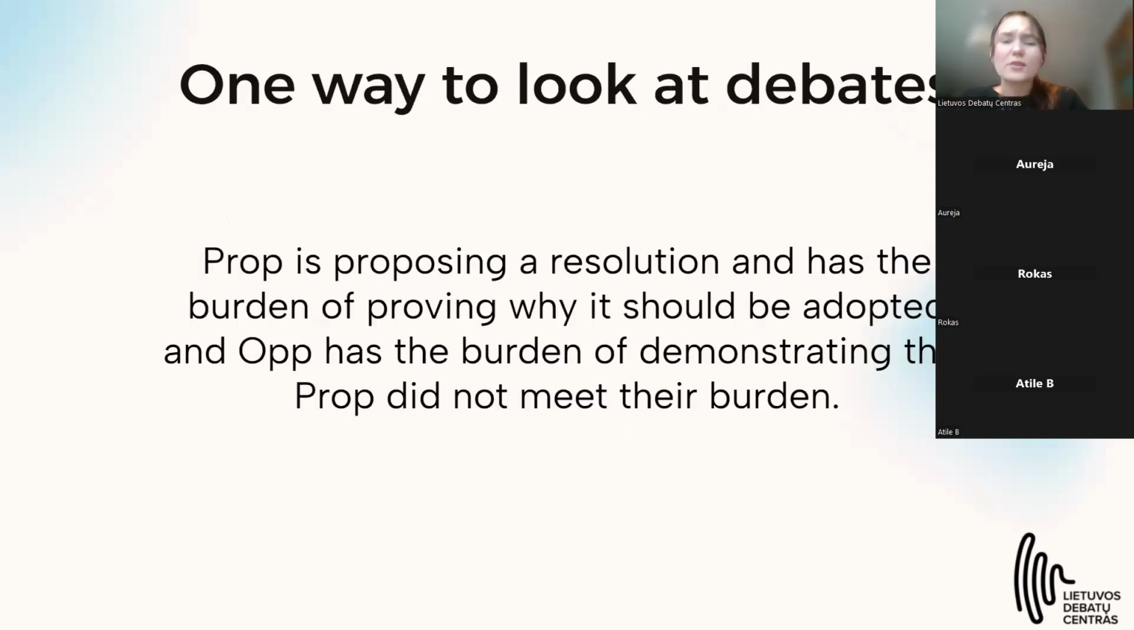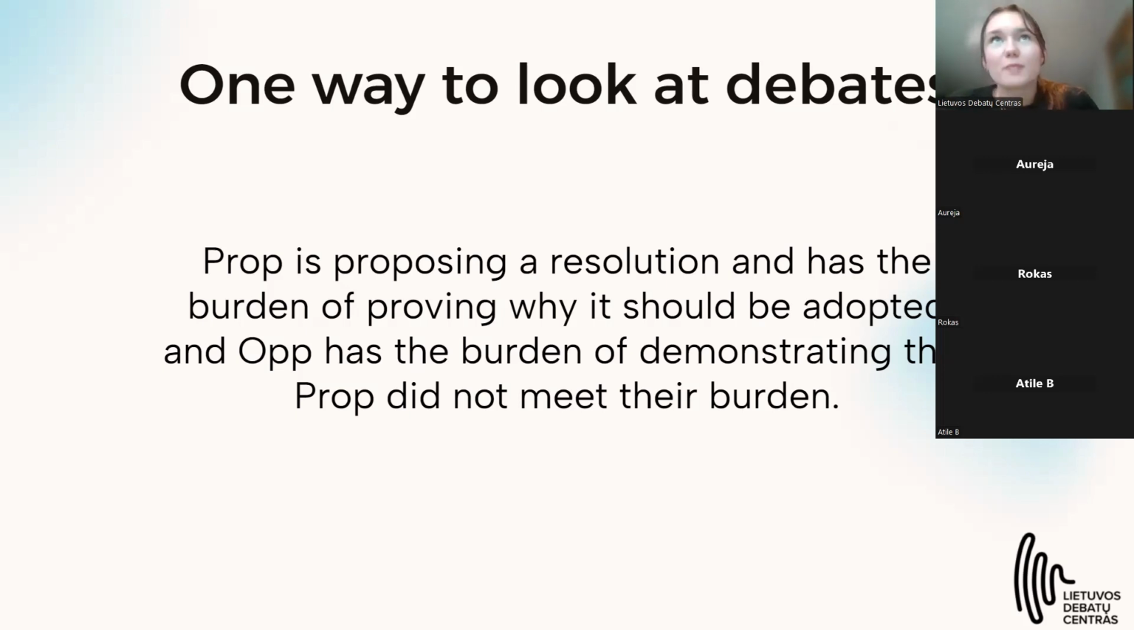So there's a very simple way to look at debates if you're just starting out. Always remember that the proposition is proposing a resolution to a problem and has the burden to prove why that resolution should be adopted, why it's going to work, and so on. The opposition always has the burden to demonstrate that the proposition did not meet their burden, that they did not explain sufficiently that the resolution should be adopted. That is a very simple breakdown of what debates essentially are.